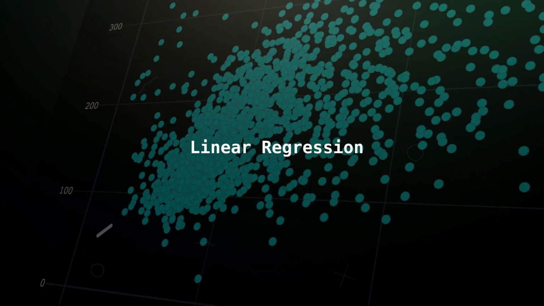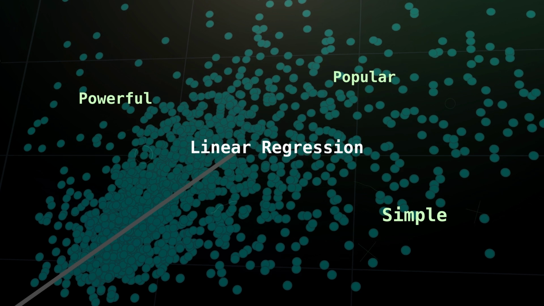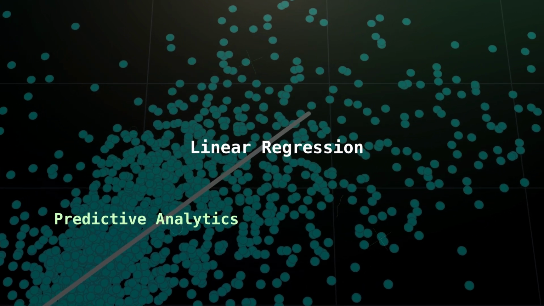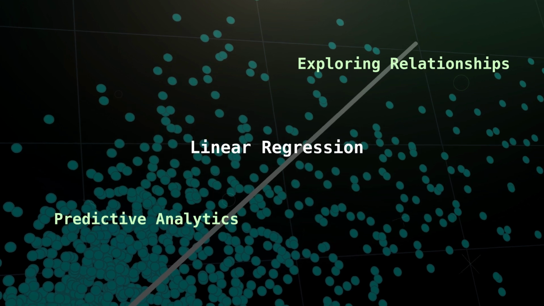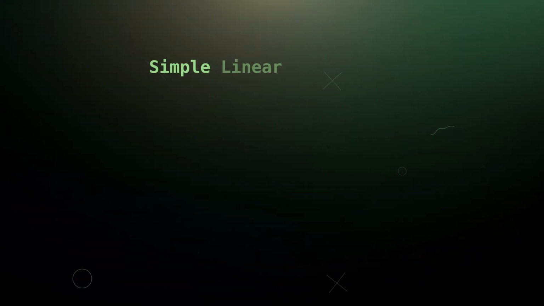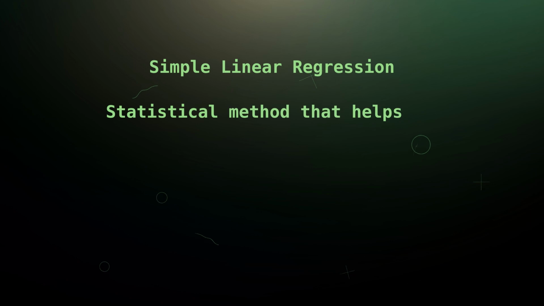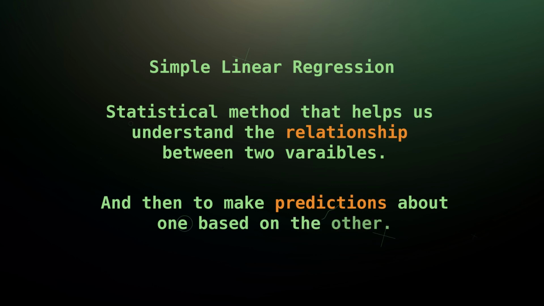Understanding linear regression is important because it's one of the most popular, simple, yet highly powerful tools for making predictions and uncovering patterns in continuous data. So let's move straight into an example to explain how linear regression works. A simple linear regression is a statistical method that helps us understand the relationship between two variables, and then to make predictions about one based on the other.